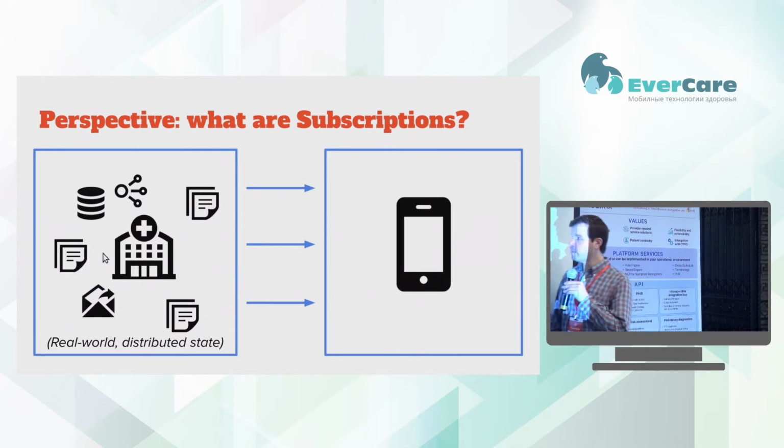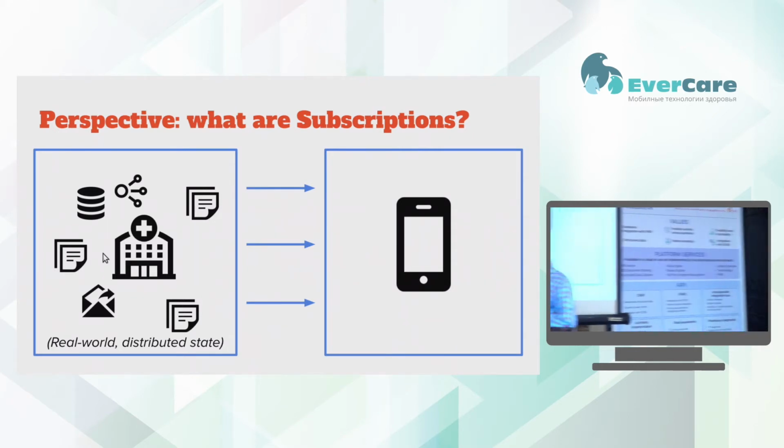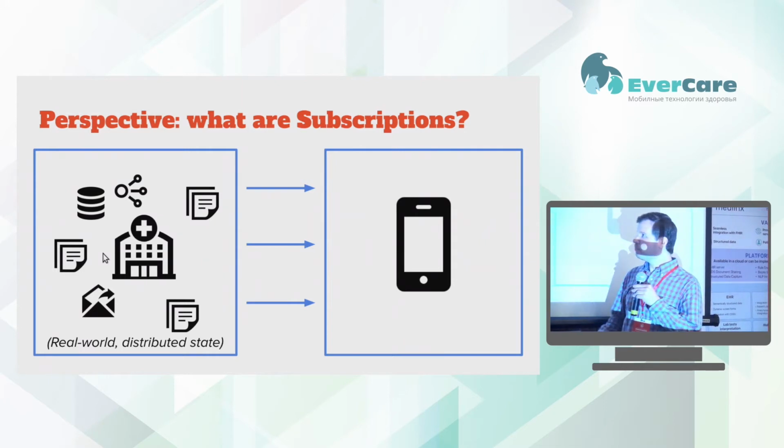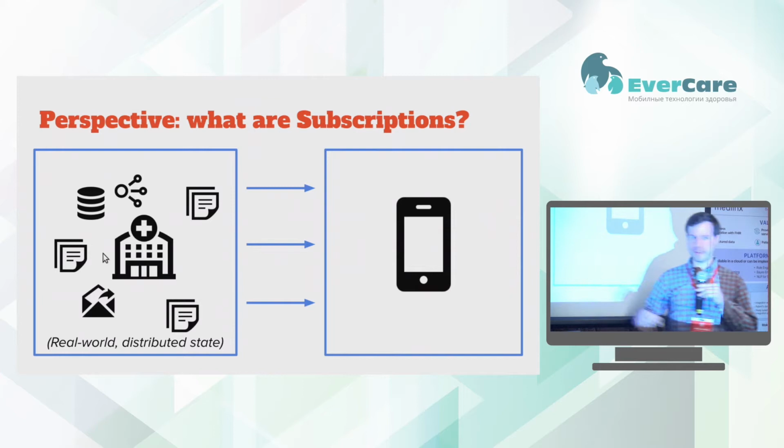And the other is what we might describe as a facade, which is a set of FHIR interfaces on top of what could be a large collection of real-world distributed databases, V2 messaging, a whole collection of things.